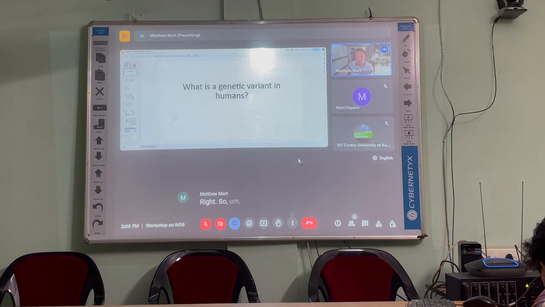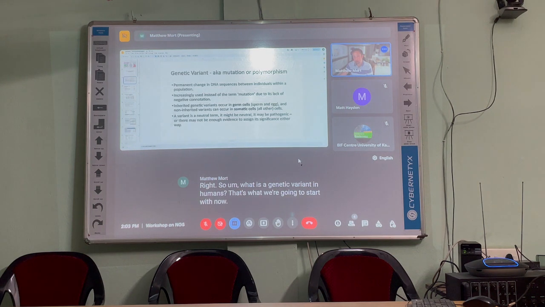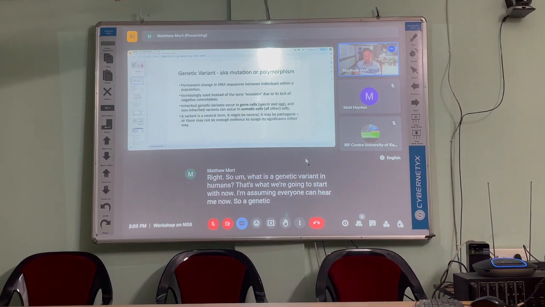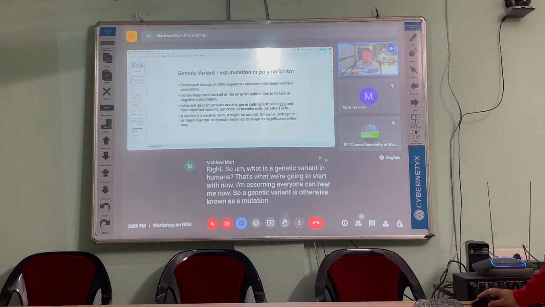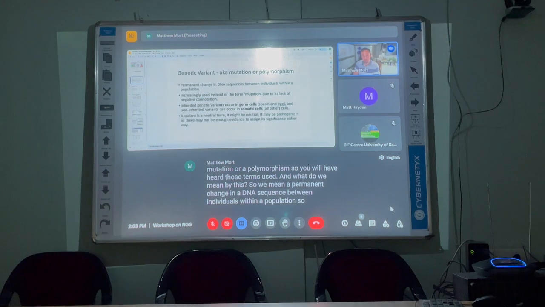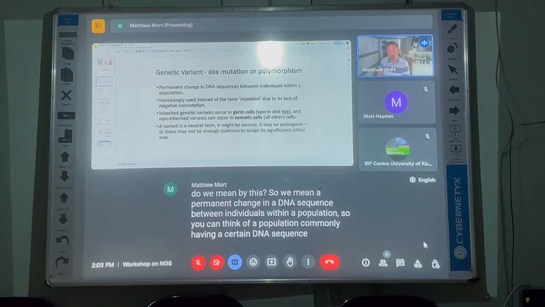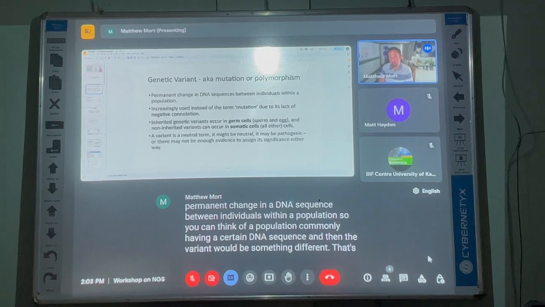Right, so what is a genetic variant in humans? That's what we're going to start with now. A genetic variant is otherwise known as a mutation or a polymorphism. So you will have heard those terms used. And what do we mean by this? We mean a permanent change in a DNA sequence between individuals within a population. You can think of a population commonly having a certain DNA sequence, and then the variant will be something different. That's all it is.